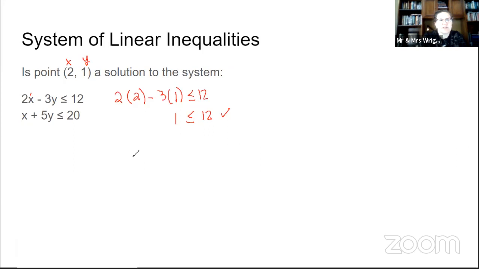So let's do the same thing with the next one. It just starts off with X. So I'm going to start off with just 2 plus 5 times Y, which is 1, is less than or equal to 20. So I'm going to plug this into my calculator. 2 plus 5, open parentheses, 1, close parentheses, enter. And I get 7. 7 is less than or equal to 20. Is this a true statement? Well, 7 is not equal to 20, but it is less than 20. So this is definitely a true statement. So my answer to my question is yes. 2, 1 is a solution to this system we were given. All right.